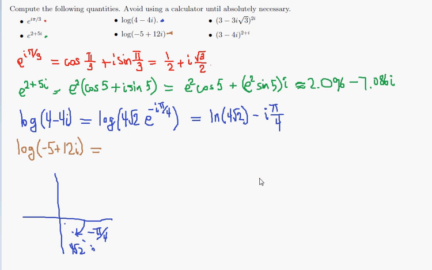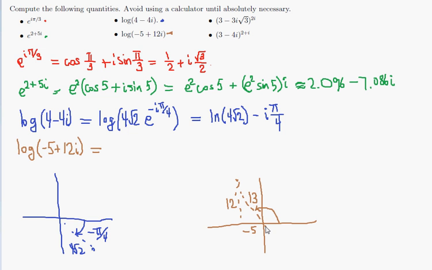So we do this one over here. Negative 5 plus 12i is going to be up here in the complex plane. So negative 5 on this side and 12 on this side. So the distance from the origin is 13. And now I need to figure out this angle over here. To figure that angle, I need the angle.